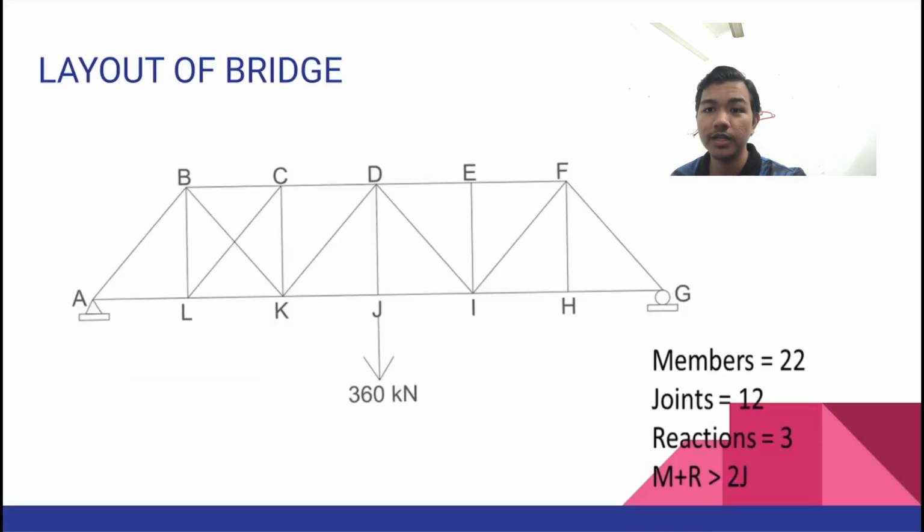My name is Mohammad Faris Mifzal bin Abdul Halim, and today I will share about the layout of our bridge for this project. So this is the 2D model of our bridge. There are 22 members with 12 joints and 3 reactions, 2 on the pin support and 1 on the roller support. So this bridge is statically internally indeterminate because the total of M and R is greater than 2J. Besides, there is also one point load on the J points going downward.